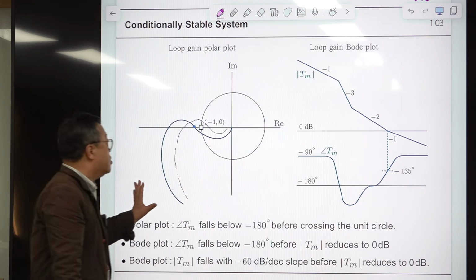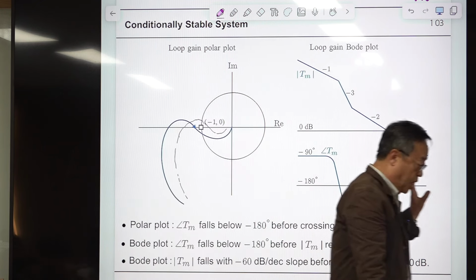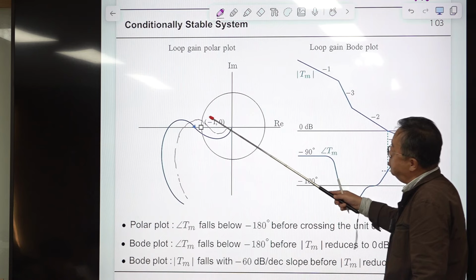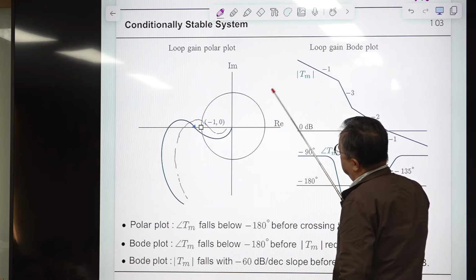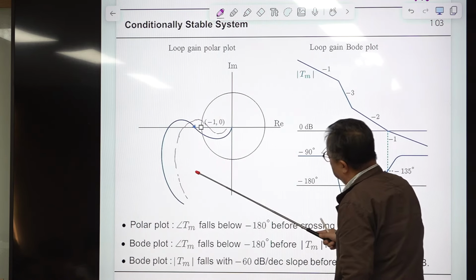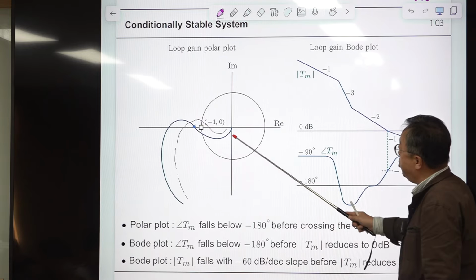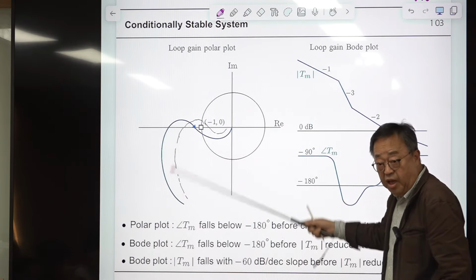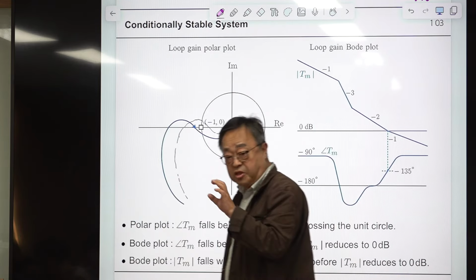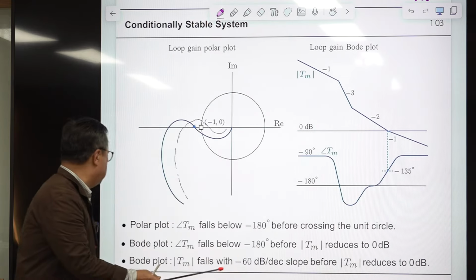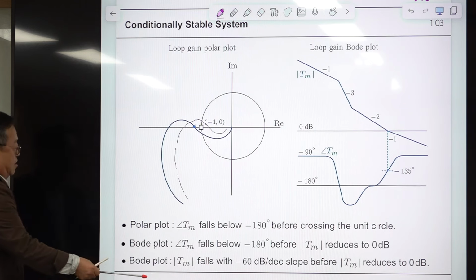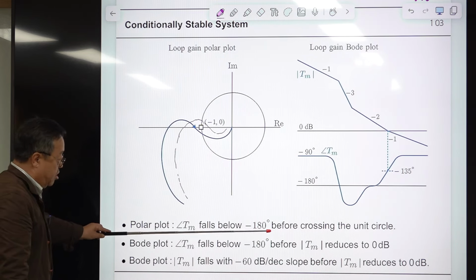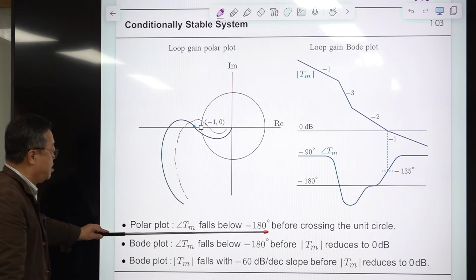To judge whether a system is conditionally stable, look at how this polar plot travels. This is the first quadrant, second quadrant, third quadrant, fourth quadrant. If it travels partially through the second quadrant, then that is called a conditionally stable system. And this is the same as the previous statement.